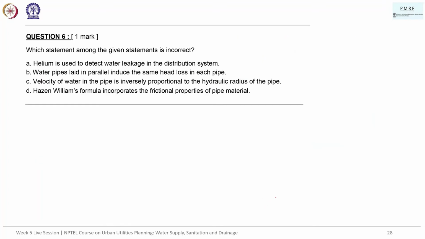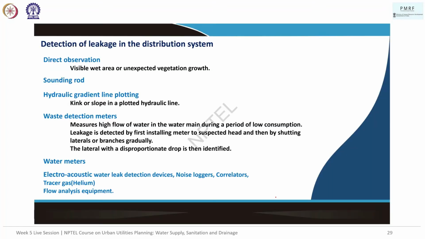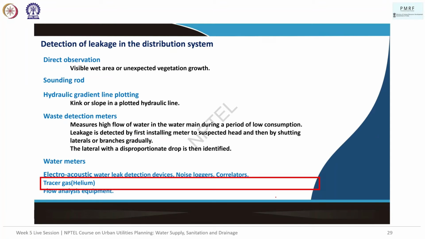All right, let's go to the next question. Which statement among the given statements is incorrect? So we're looking at the incorrect statement. We have four statements given. Let's look at them one by one. A. Helium is used to detect water leakage in the distribution system. So if you remember the slides again, tracer gas, essentially the use of helium is something that we use for detection of leakage in the distribution system.